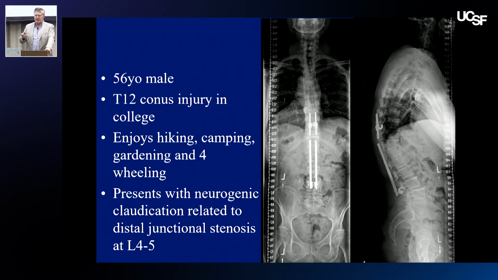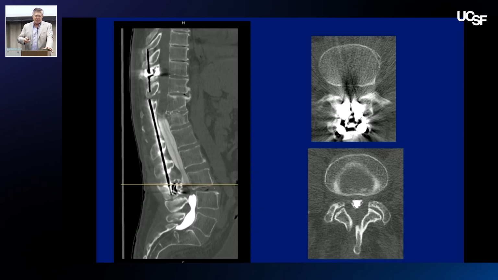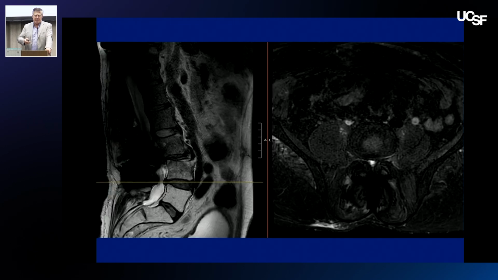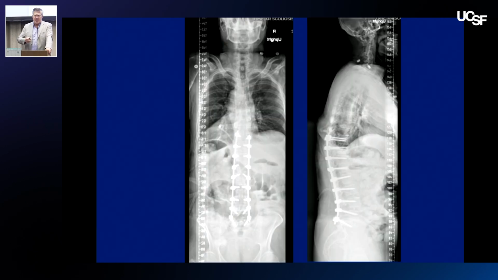He presents with progressive neurogenic claudication. You can see he's got junctional stenosis, both at L3-4 and at L4-5. There's the MRI scan showing the stenosis. So again, this is somebody where I tried to stop short of the sacrum. I went down to L5, so I did direct lateral or anterior to psoas approaches at L3-4 and L4-5, and stopped him at L5.